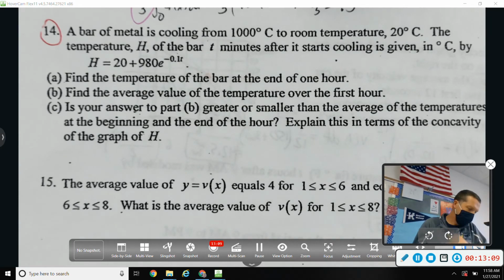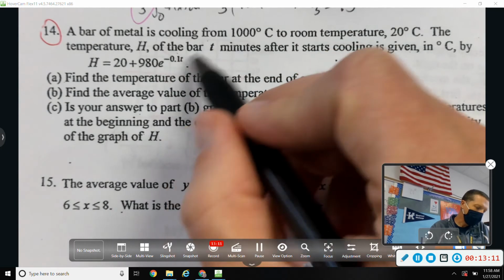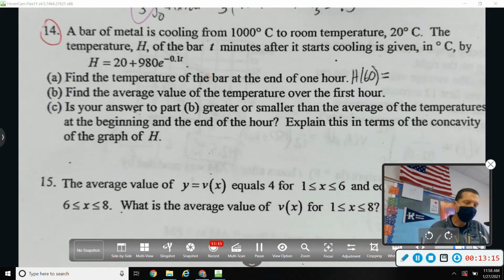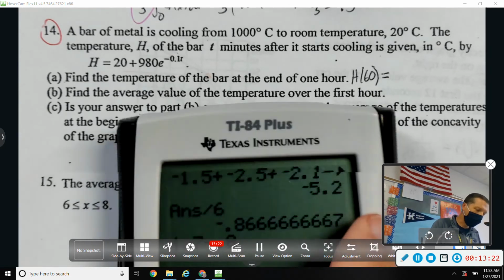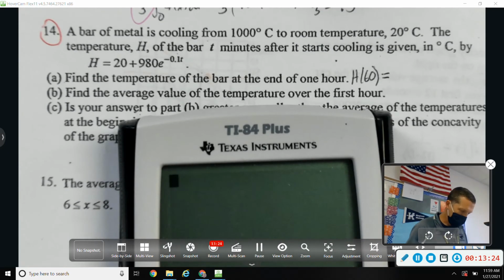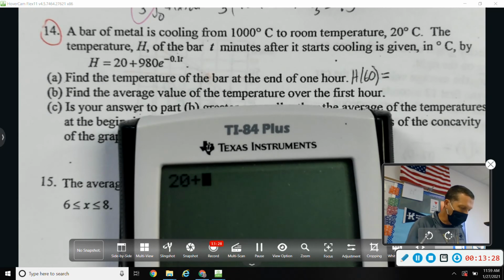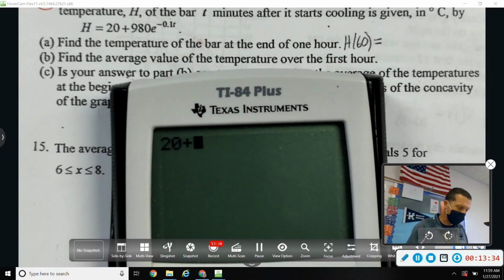Well, this is the temperature of the bar after t minutes. So this is kind of just a units thing. H of 60. And I don't have to show the work, because this is going to be a calculator problem for sure, because there's going to be crazy stuff. On a calculator problem, if you say H of 60, that means you're telling the grader, I'm going to take the H formula and plug in 60, and I'm using my calculator. So I don't need to show any more work than that.